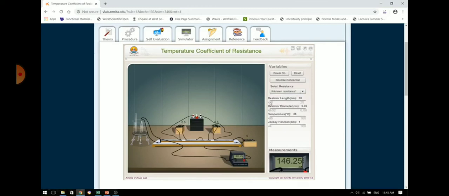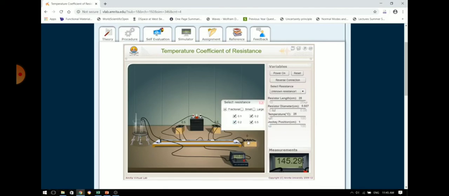And the resistor length, there is a slider, you can change the resistance length. I have fixed it at the full, 25, the maximum value. And the resistor diameter you can choose according to your rules. I am choosing a particular value, say 0.027, but you can choose another one, it doesn't matter. The temperature has no function here, because we are going to calculate the unknown resistance, not the temperature coefficient.